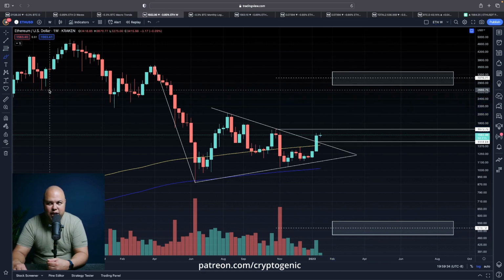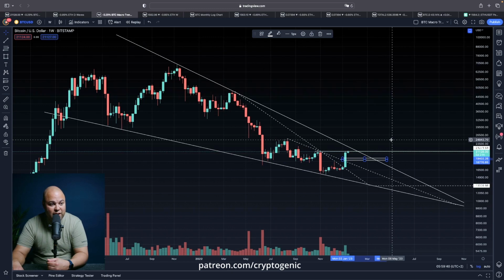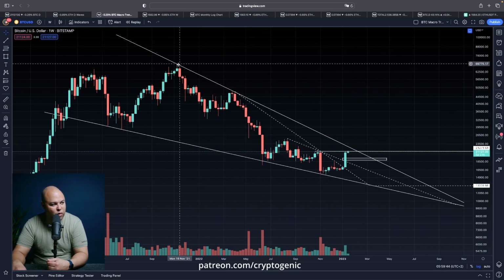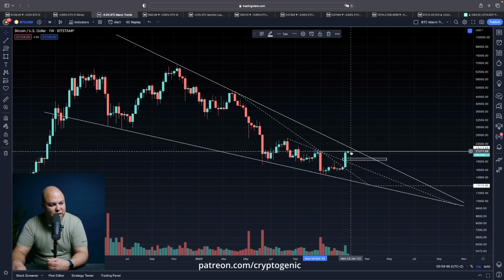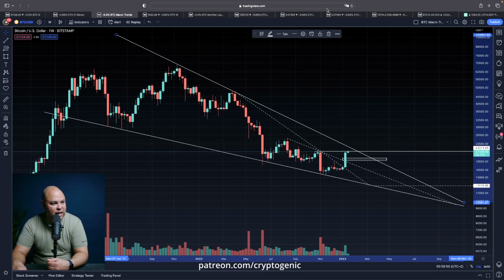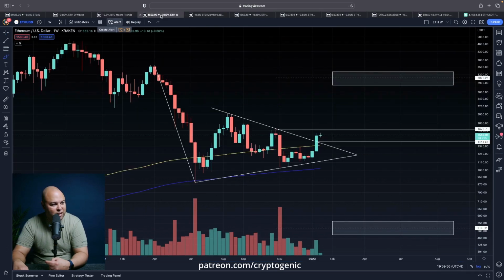So maybe Ethereum simply moves up quicker than Bitcoin. Maybe Bitcoin bounces too, but just moves up more slowly, because of a couple of things you see. Number one, you've got this trend line. Bitcoin is beneath it. And then it gets even worse when you take a look at the monthly charts.